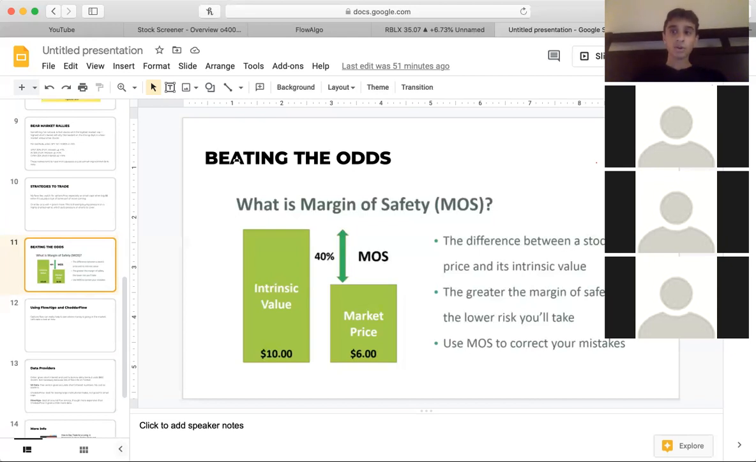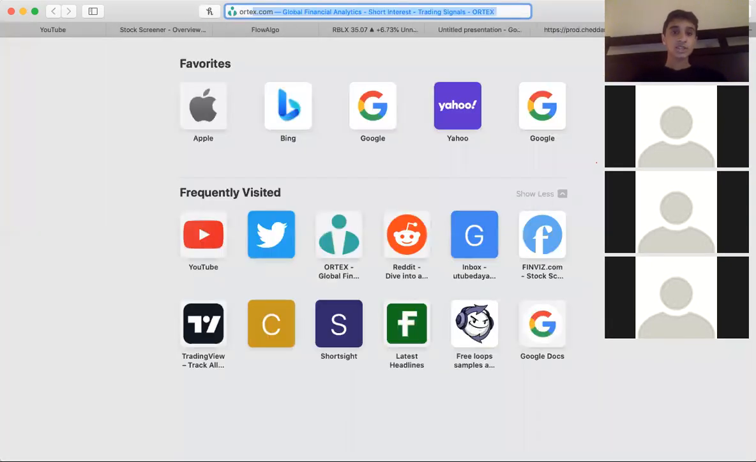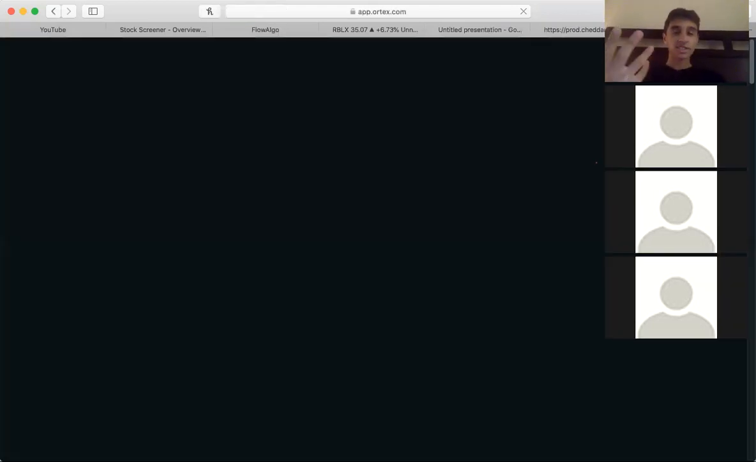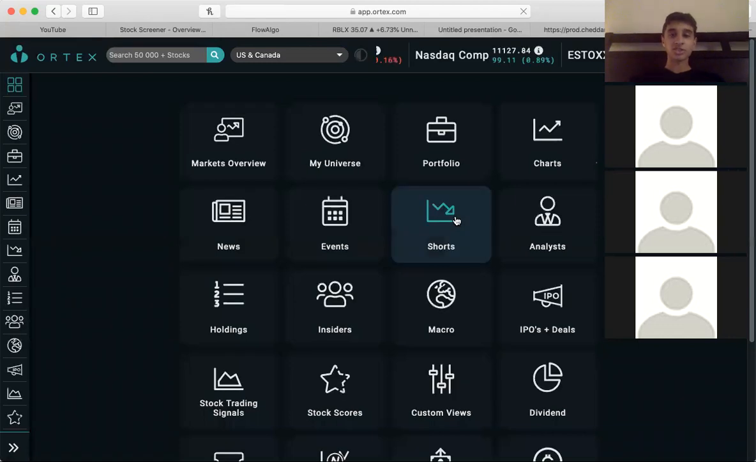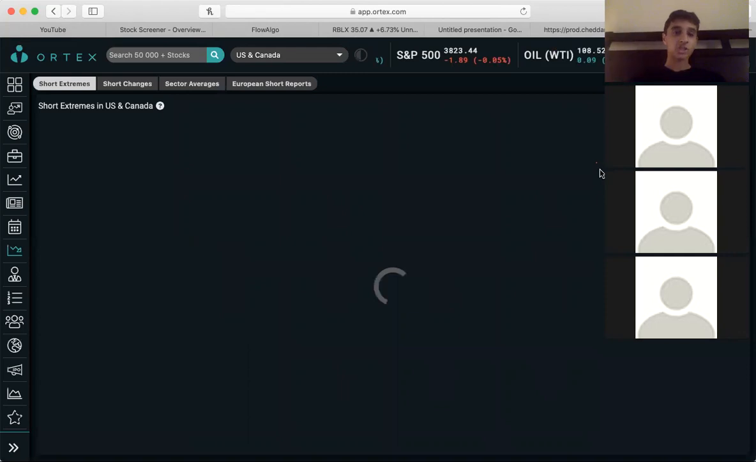So let me show you how Ortex works. Ortex is actually free this weekend because of July 4th. Now, I'm going to give a little disclaimer. I don't think you need Ortex. I actually canceled my account because all of this information is free on Twitter. You can search up Ortex short interest stocks and somebody will have posted them for the day. So I actually canceled my account because there is no point. But let me show you how I personally go through it.